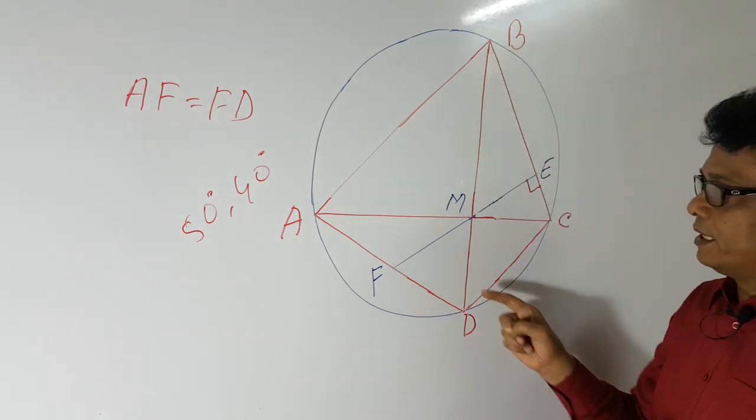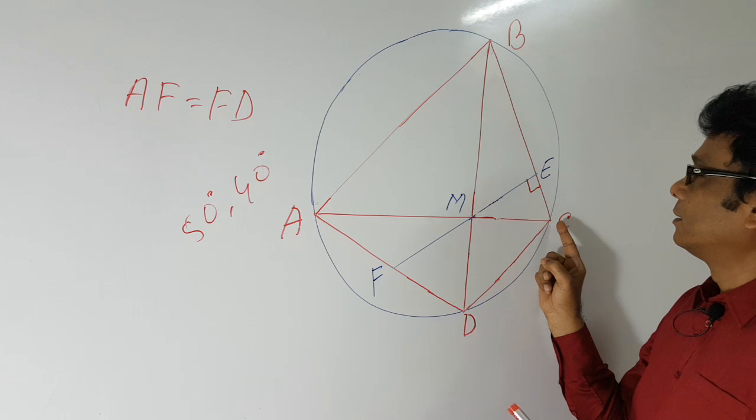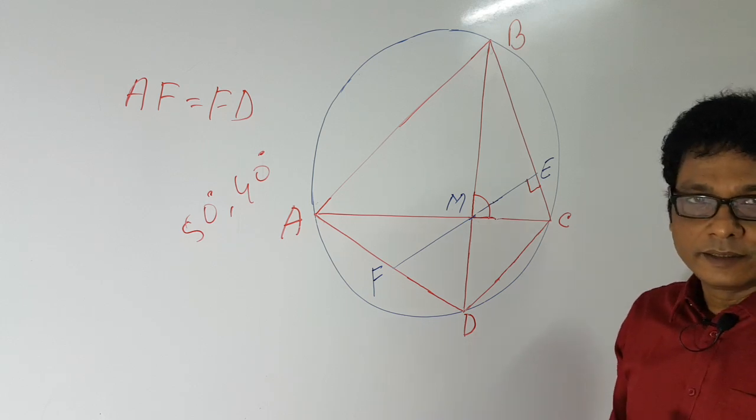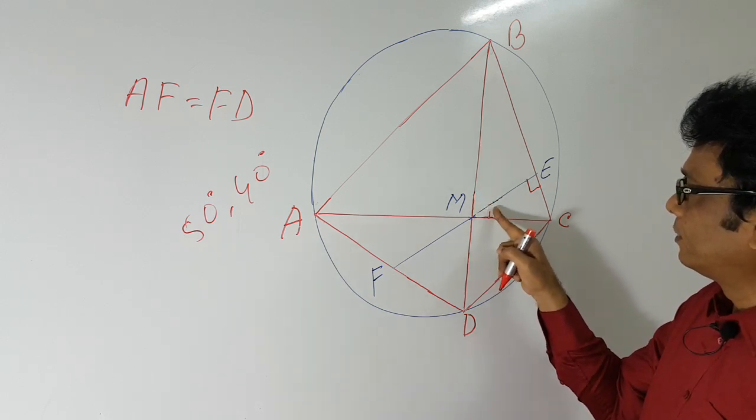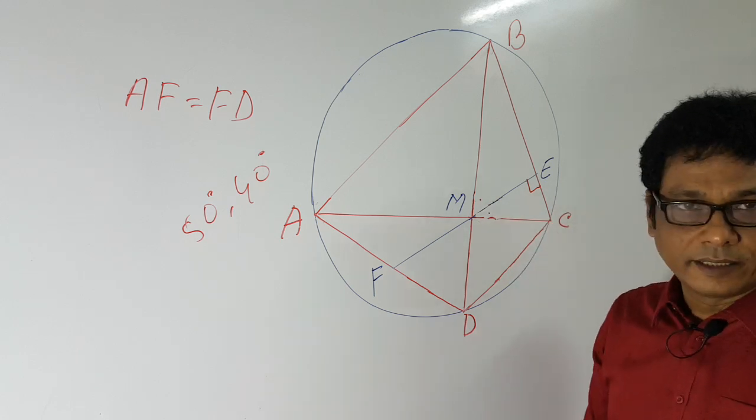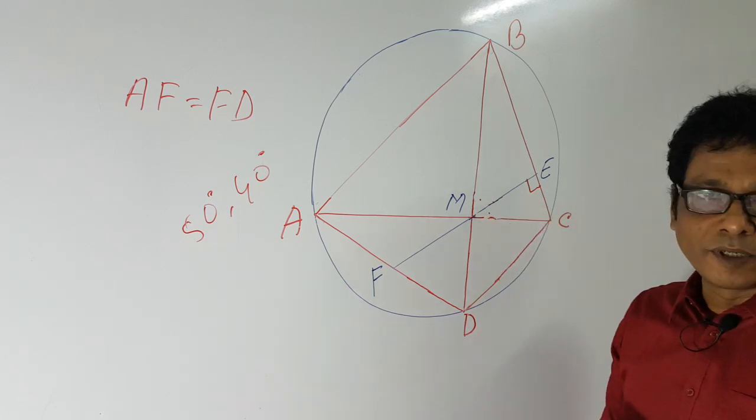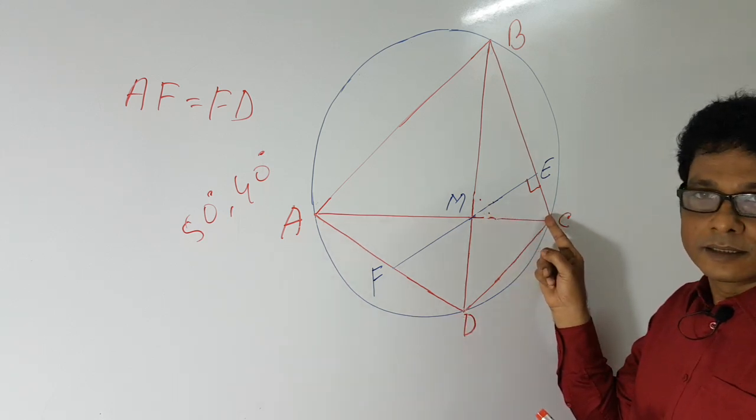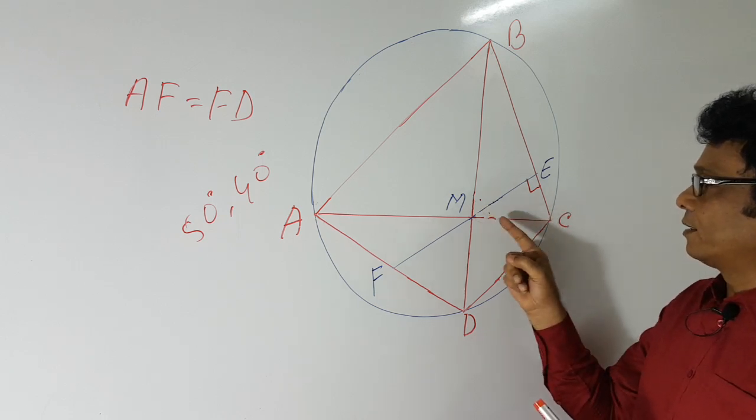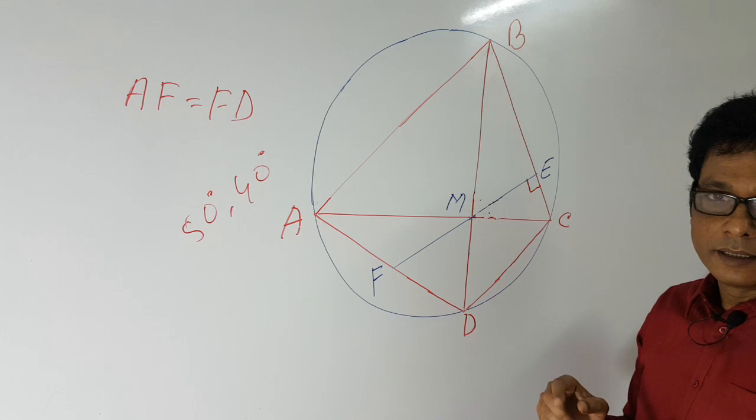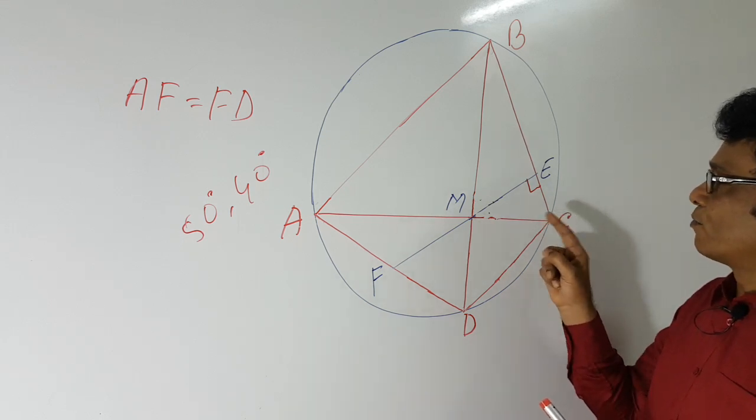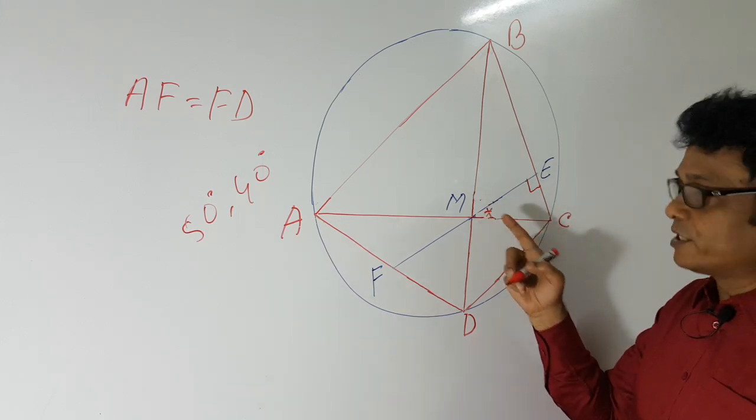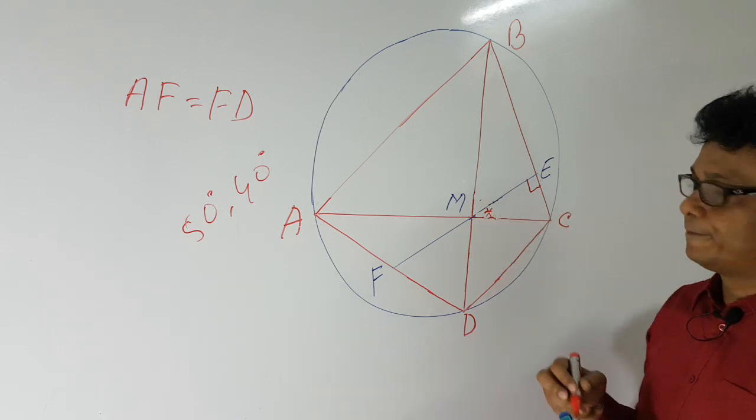Again, BD and AC are perpendicular, so this is 90 degrees. That means this angle plus this angle is 90 degrees. So they are complementary angles at this stage. Finally, this is the complementary angle of this.